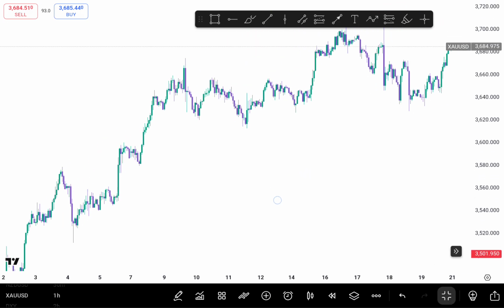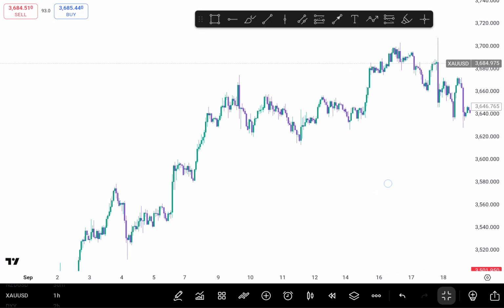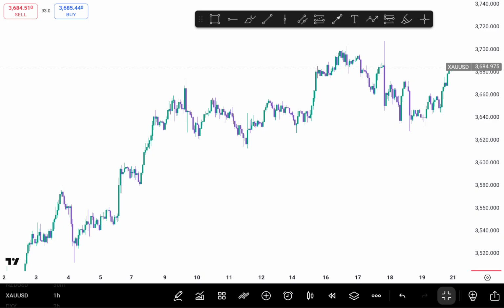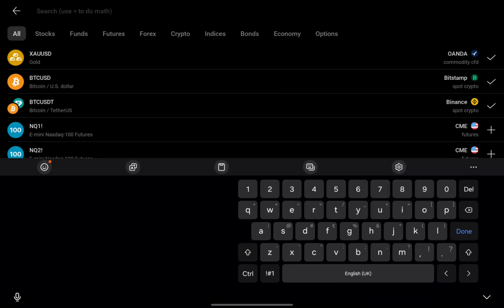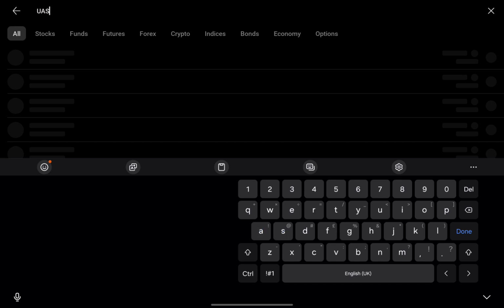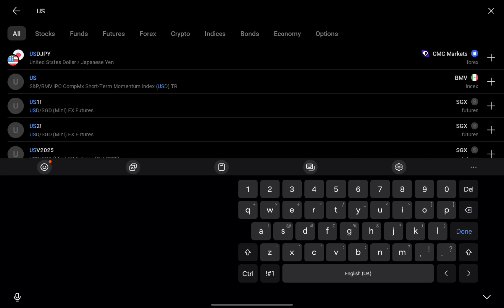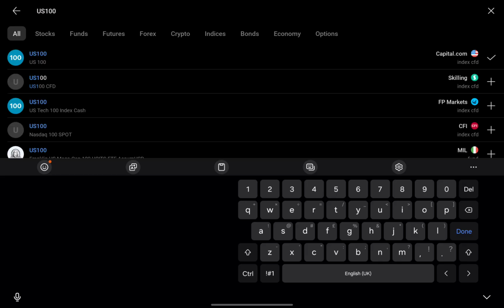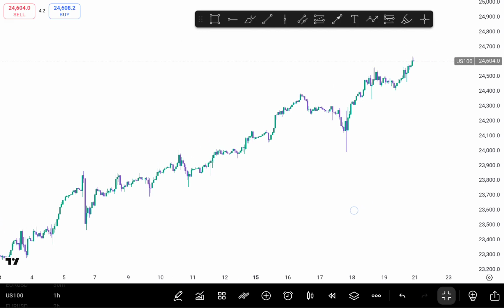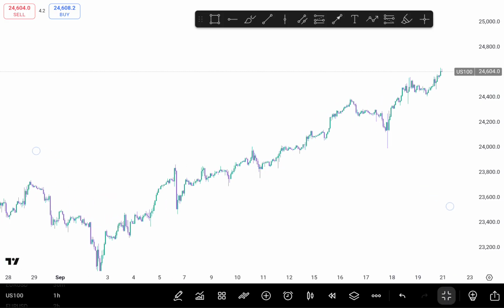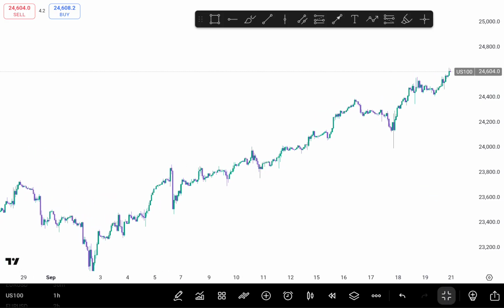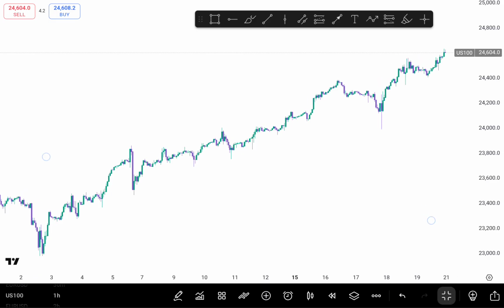I can't find my marked zone on the gold setup. Maybe I have deleted it along the week. So moving on, we also looked at US 100, NAS 100. We also looked at US 100. I can't equally find my setups on US 100, all this because I didn't trade this particular one.